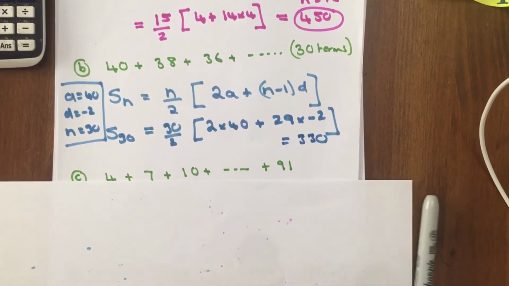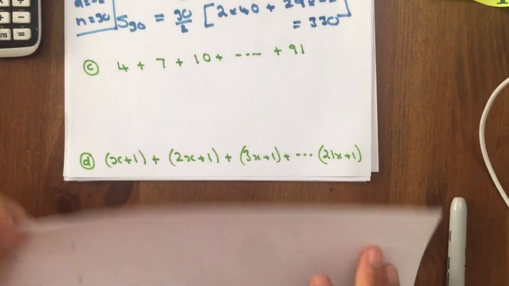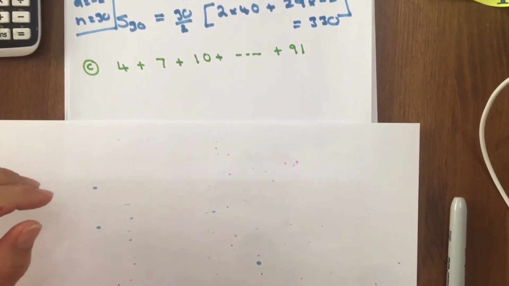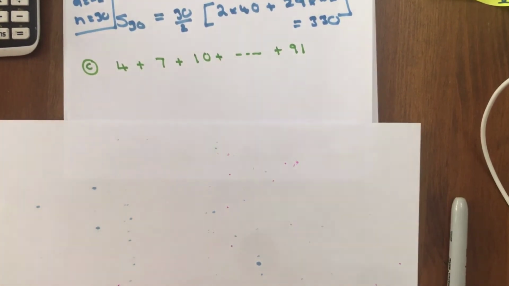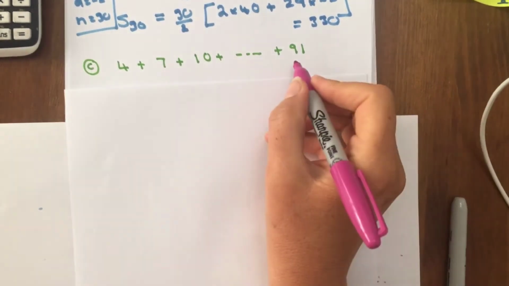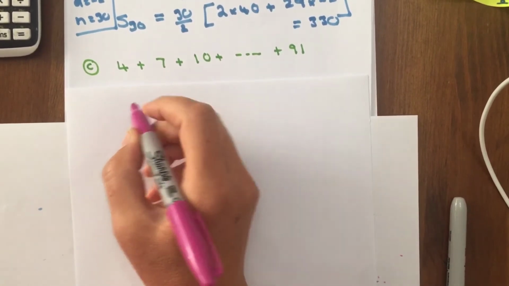Right, I think we'll just do one last one. Question C. Now, I want to find the sum of this series. I haven't been given how many terms I've got in this sequence. So the first thing I've got to do is work out how many terms I've got. We did this previously, in chapter 3a.